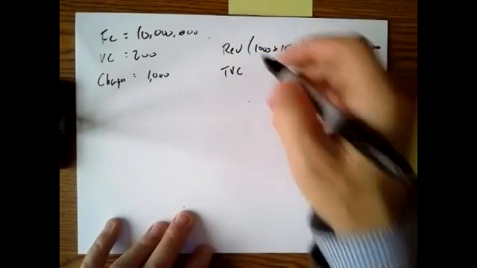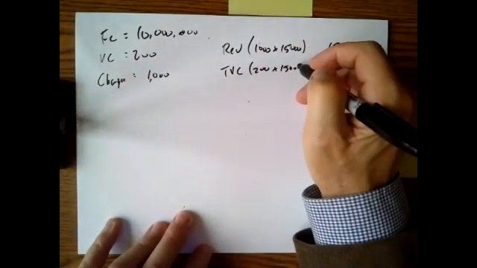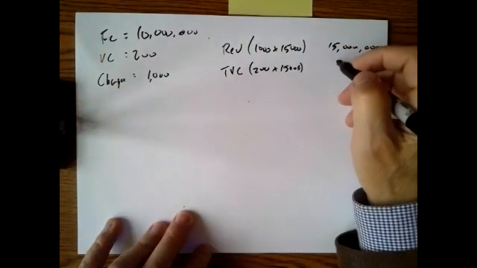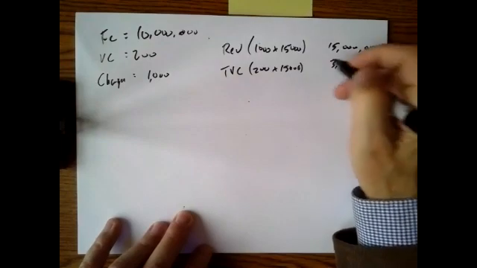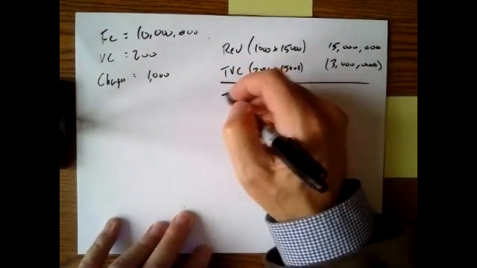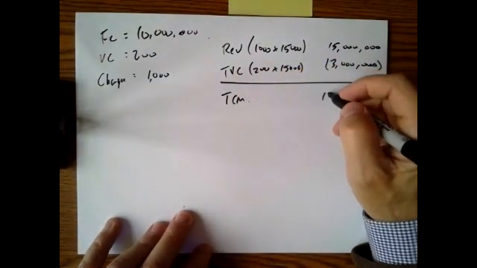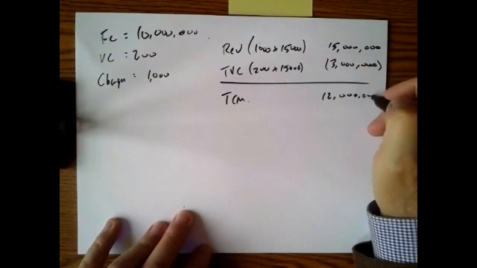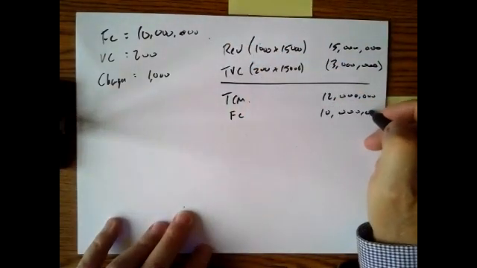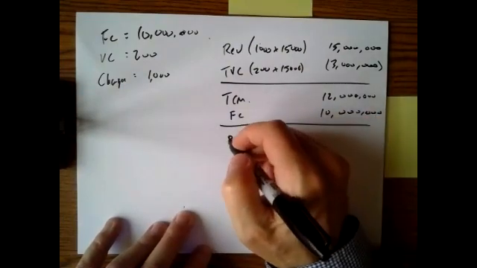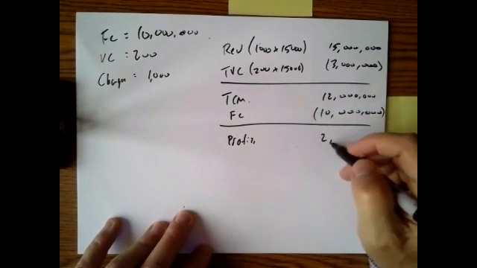Total variable cost is $200 per day times 15,000 days, which gives us $3 million. And so our total contribution margin is 15 million minus 3 million, or 12 million. Our fixed costs are given as 10 million, and so our projected profit is 12 minus 10, 2 million.